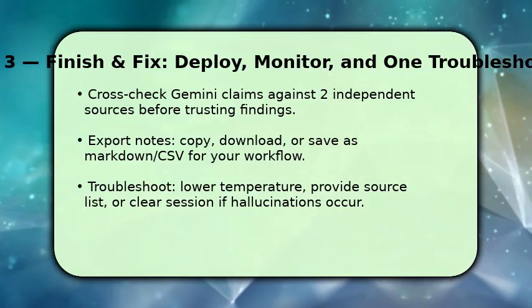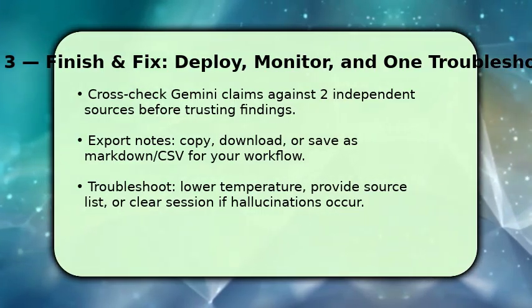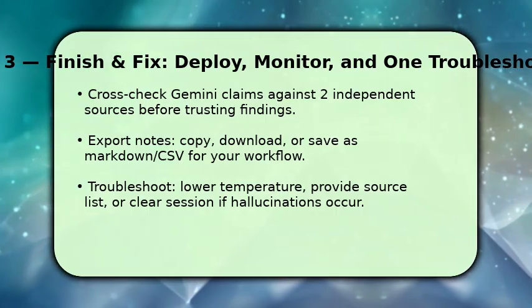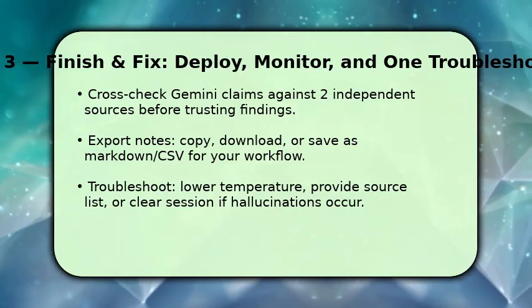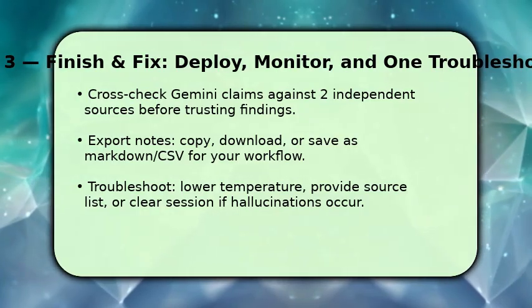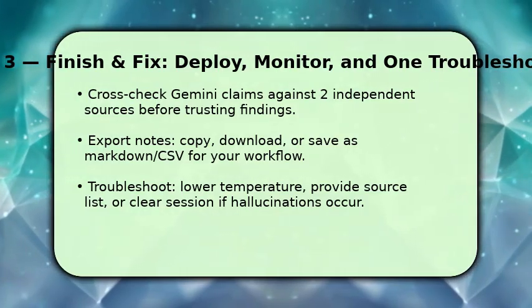If you run into problems like hallucinations, inconsistent citations, or network errors, lower the temperature, resend the explicit source list, or restart the session. That single troubleshooting step often restores accuracy and keeps your research reliable.